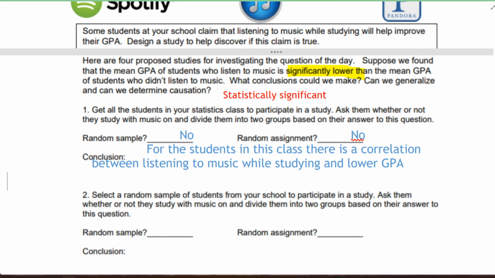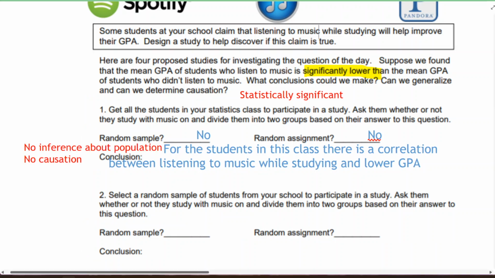What conclusion can we make? Well, we can only conclude about the students in the class because we didn't sample from a larger population. Our results are confined to just the class. Also, we can show that there is a correlation between grades and listening to music, but we can't show that it's a cause and effect relationship because we didn't do an experiment. So no inference about the population and no causation.